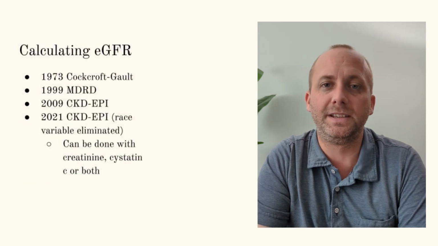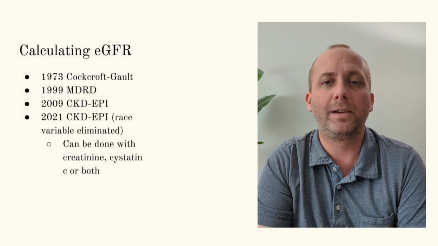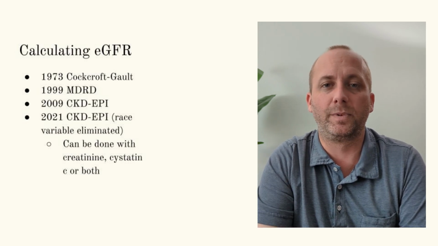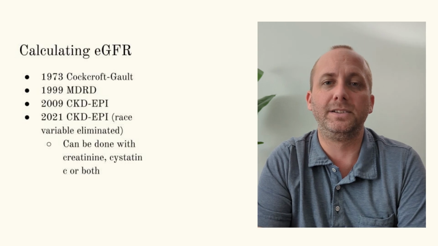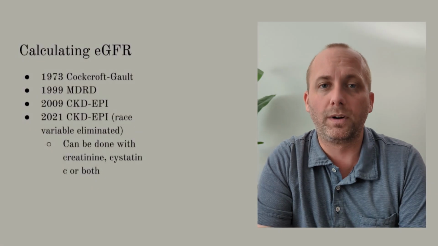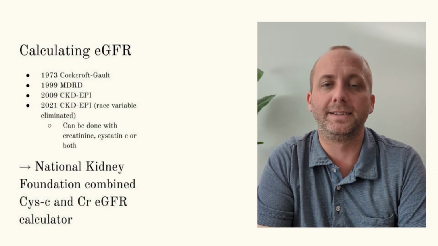There have been many versions of the eGFR equation, the most recent being the 2021 CKD-EPI. I really like that one because you can use not just creatinine like we always used to, but now there's a way to incorporate cystatin C, either getting eGFR based on just creatinine, just cystatin C, or a combination of both. And I'll link to the National Kidney Foundation's calculator for using both creatinine and cystatin C in the show notes.